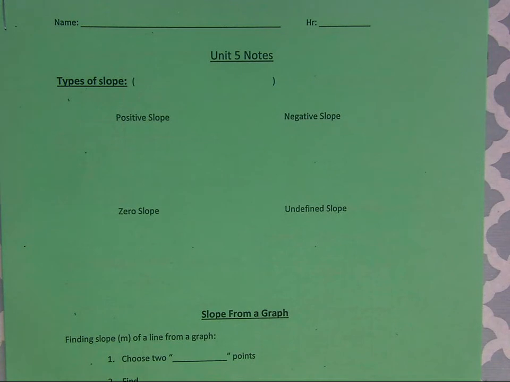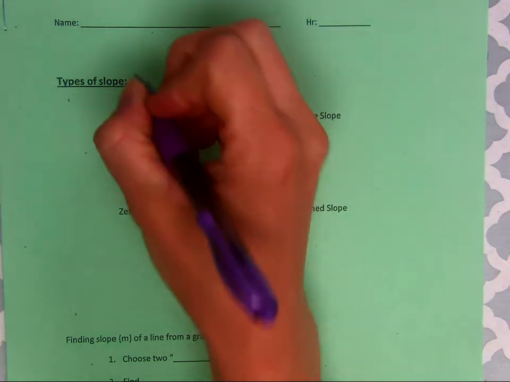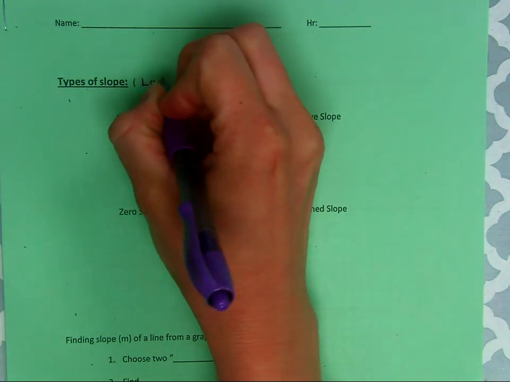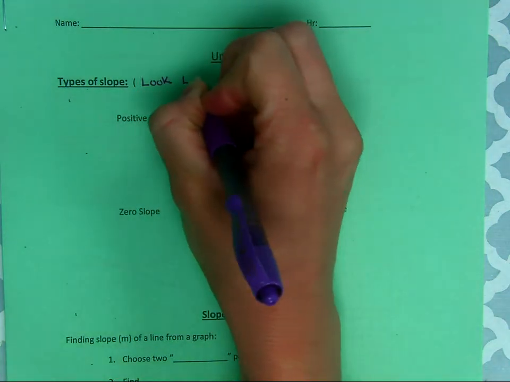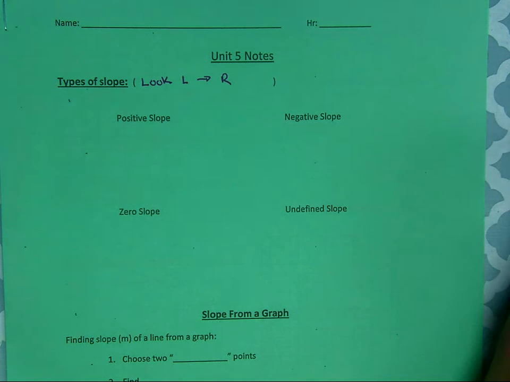In this video, we'll be learning how to find slope from a graph. So there are 3 different ways to find slope. When we are trying to find slope from a graph, it's important that we are always looking from left to right to determine the type of slope we have.